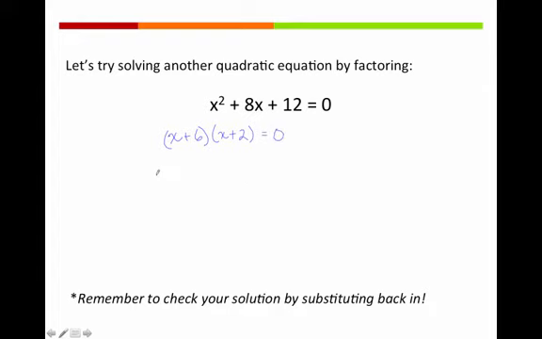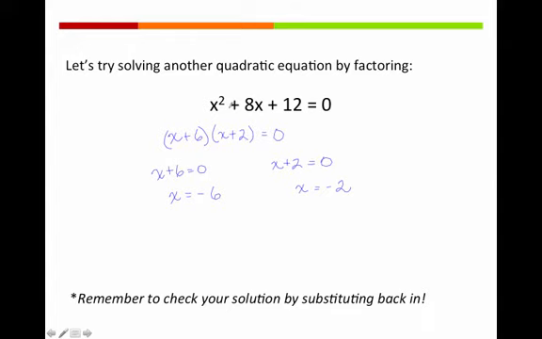I now know that either x plus 6 will equal 0 or x plus 2 equals 0. Now I'm going to solve. x either equals negative 6 or x equals negative 2. And remember, I'm going to check by substituting back in. I can even plug this number straight into my quadratic equation.